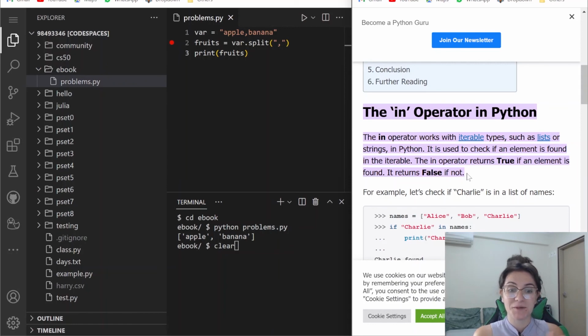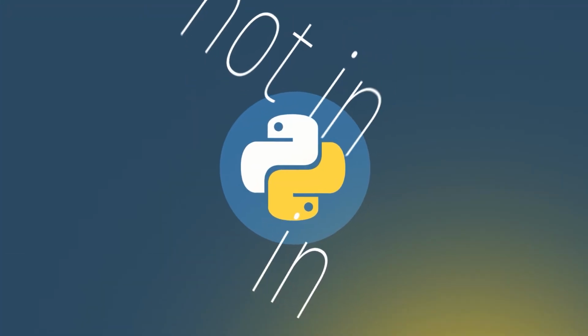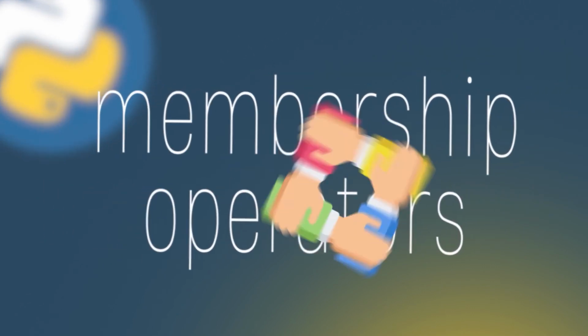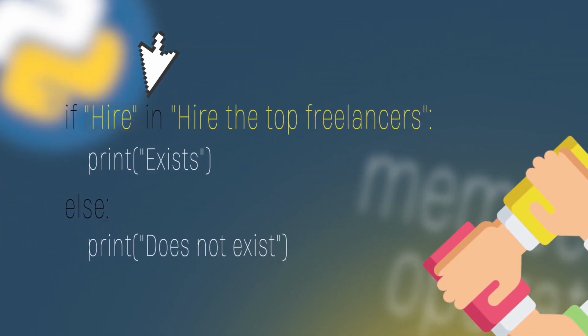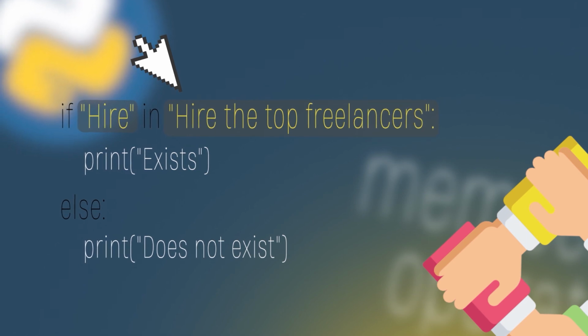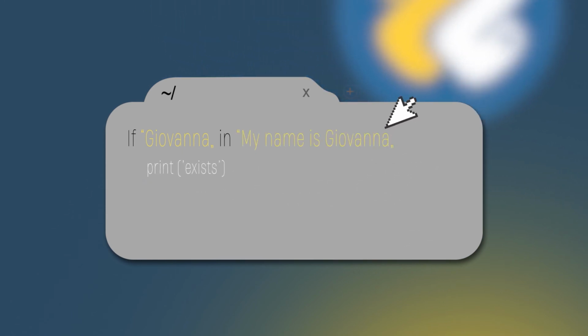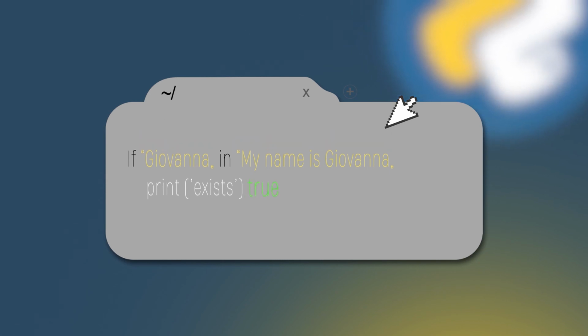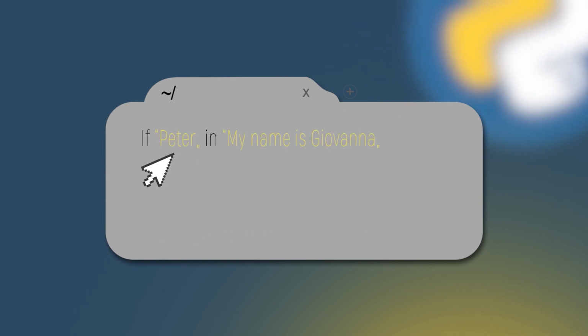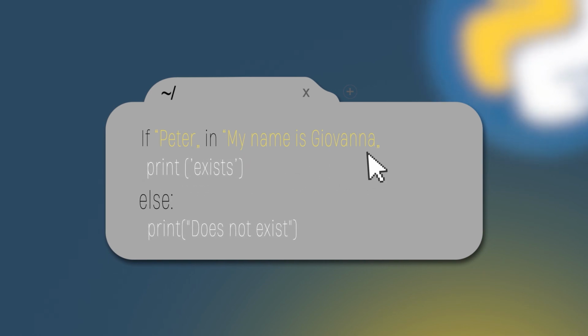Let's see this animation about the in operator. The in and not in are membership operators. They can take in two arguments and evaluate if one is a member of the other. All right, so let's understand in an example. If we want to check if this phrase, my name is Giovanna, contains the word Giovanna, we can do if Giovanna in my name is Giovanna, and since this string contains Giovanna, we're going to return true. If we want to check if the same phrase contains the name Peter, we can do if Peter in my name is Giovanna, and since this string does not contain Peter, we're going to return false.